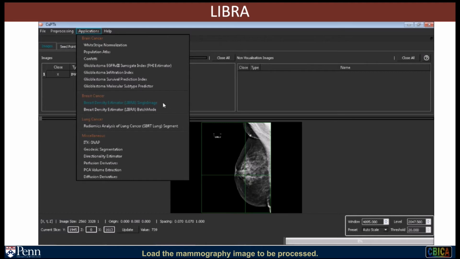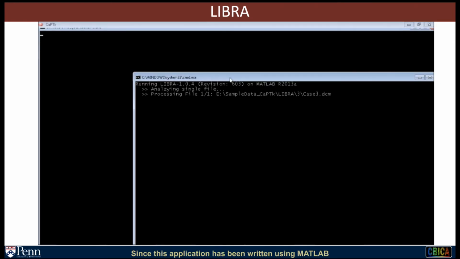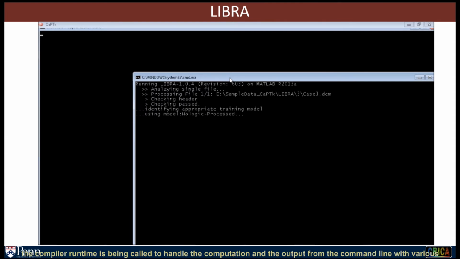Load the mammography image to be processed. The user needs to open the Breast Density Estimator LIBRA single image mode underneath the Applications menu. Since this application has been written using MATLAB, the compiler runtime is being called to handle the computation, and the output from the command line with various computation steps is visible to the user.